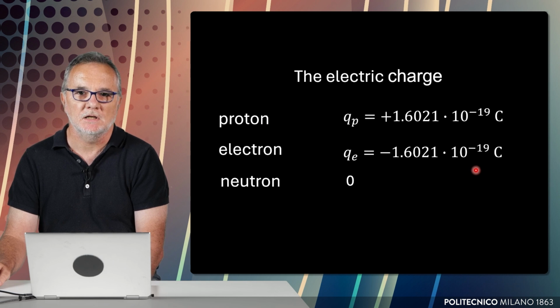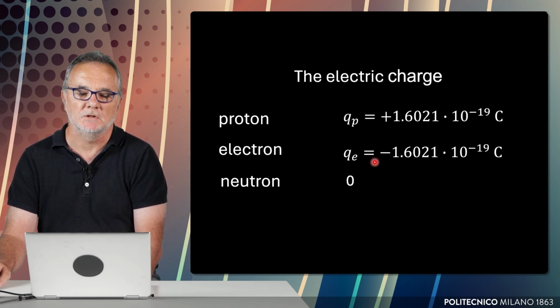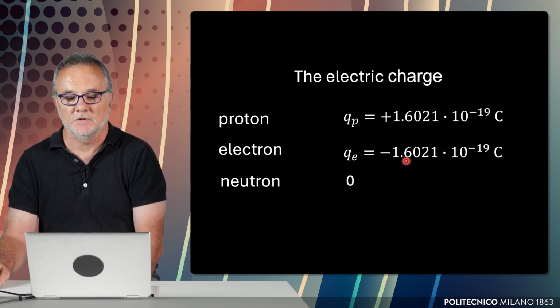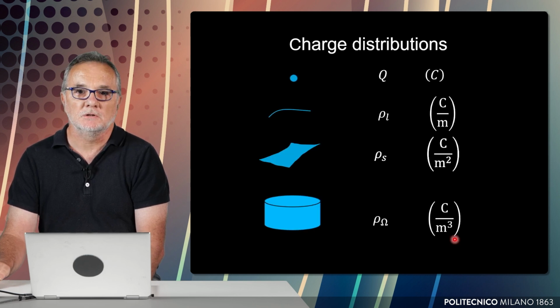Charge in MKS system is measured in Coulomb. The charge of the proton and of the electron is the minimum amount of charge observable in nature. Conventionally, the sign of the electron charge is negative, whereas that of the proton is positive. Therefore, on an object, the charge is necessarily a multiple of the charge of the proton and of the electron.